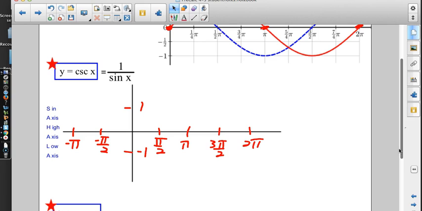Still using that 1 and negative 1. And then all we had to do for this one was say, okay, sine is axis, high, axis, low, axis. Again, just put the points on there. Don't draw it in. Sometimes you get this far and it's automatic to just draw it in. I've got sine here. But this isn't sine, this is cosecant.